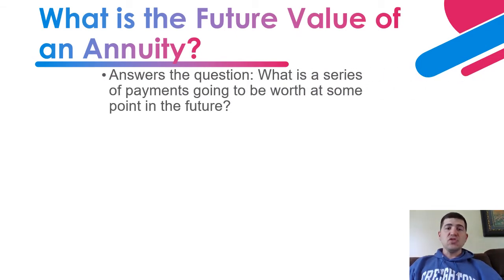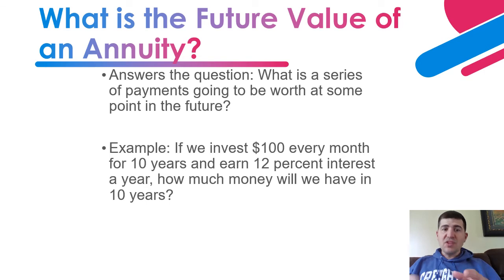So a future value of an annuity answers the question: if I put X payments in every year at this interest rate, what am I going to have in the future? A great example of this is retirement. If I put $1,000 in every year at 6% a year, how much am I going to have in 40 years? So the example that we have here is if we invest $100 every month for 10 years and earn 12% interest a year, how much are we going to have in 10 years?